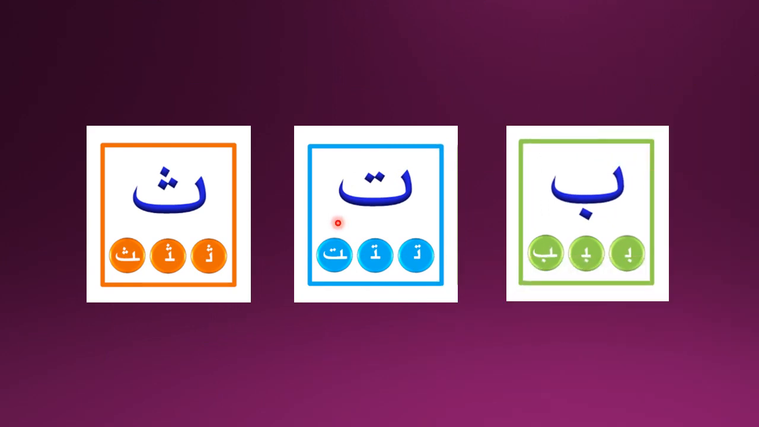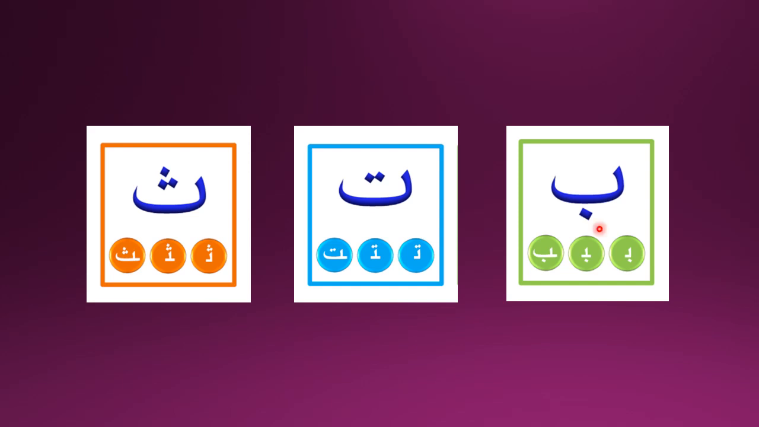First, look at the family of Ba. Ba, Ta, Tha. All of them look same in their half shapes. Look. But there is a big difference. Can you see it? Look closely. Yes, yes. The difference is their dots.